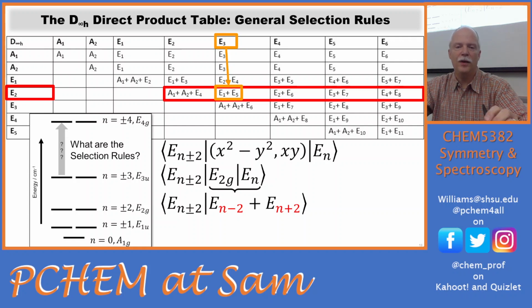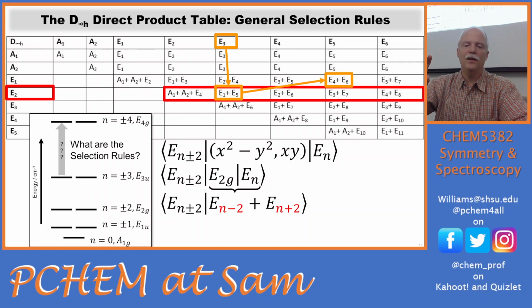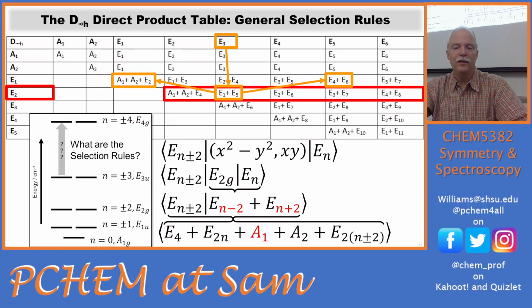And so we have a possibility of an E1 on the left. If we have an E1 on the left times an E5, we end up with E4 and E6. If we have E1 on the left times an E1, we end up with that A1, A2, and E. So this could go from a 3 to a 1 and be allowed. It could also go 3 up to 5. If it goes up to 5, then we have an E5 times an E5, which gives us an A1 plus an A2 plus an E10.